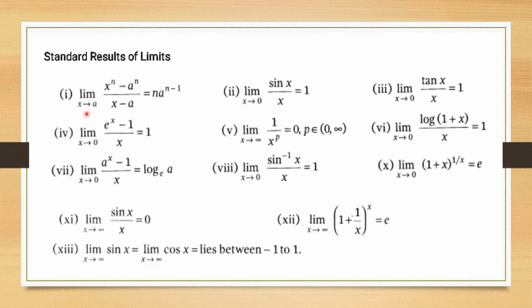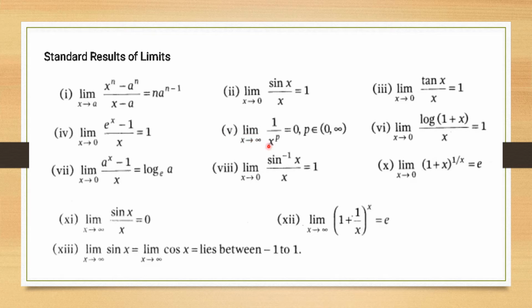What was it? Limit x approaches a, x^n minus a^n upon x minus a is n a^(n-1). We have proved it: put x equal to a plus h, then open using the binomial theorem, and this can be solved to get n a^(n-1). Second result was limit x approaches 0, sin x upon x is 1. And limit x approaches 0, tan x upon x is 1. Limit x approaches 0, e^x minus 1 upon x is 1.